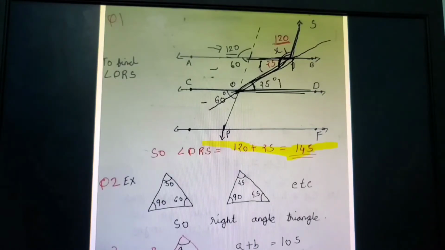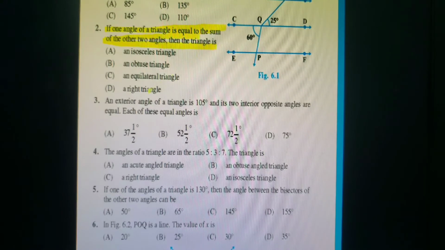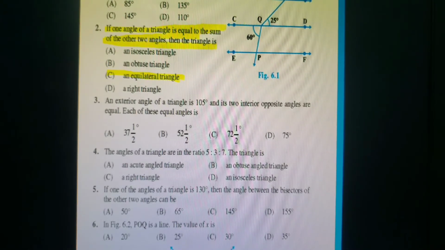Hope you understand. You can note it. Going to question number 2: if one angle of a triangle is equal to the sum of the other two angles, then the triangle is... Equilateral triangle is wrong because all sides and all angles should be equal, but in this case we can simply see that all angles are not equal. The obtuse triangle is also wrong. Obtuse means more than 90 but less than 180 degrees, so it is wrong. So isosceles triangle we will discuss.